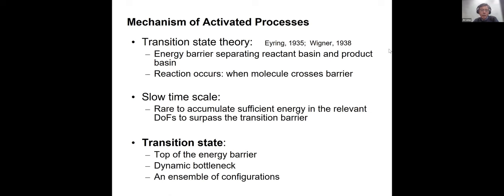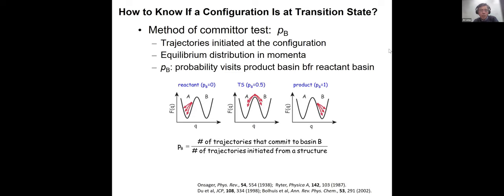One of the important questions is, if you have a molecule in a particular configuration, how do we know if it is at a transition state or not? This can be tested rigorously using a method called the committor test. Essentially, you suspect a particular configuration or set of configurations to be at the transition state. Starting from these configurations, you generate trajectories, taking the distribution of momenta as the equilibrium distribution, for example. Then you look at how often these trajectories go to the reactant or product basin before going somewhere else. You look at the ratio of trajectories that committed to the product basin among all the trajectories. If that ratio is 50%, or 0.5, then your configuration really is the transition state.